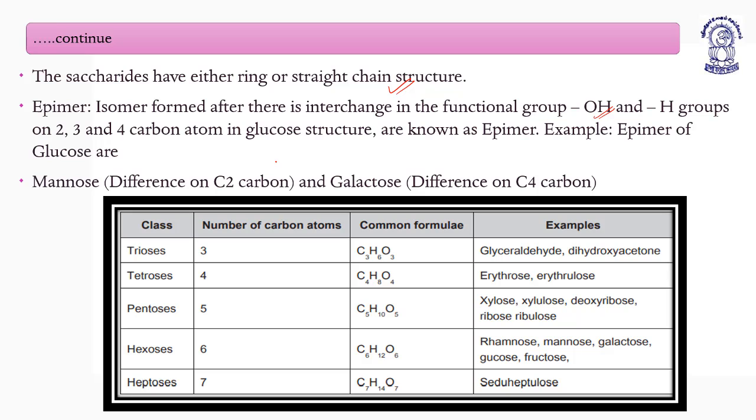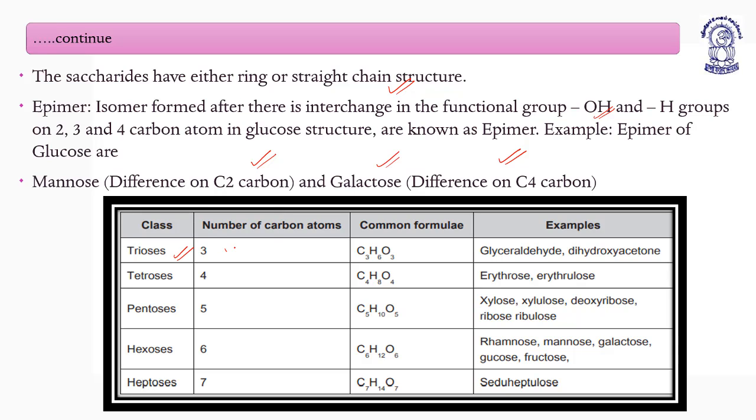Mannose is an epimer of glucose, when we are having 16 isomers in total of glucose. Mannose is the epimer of glucose, which has a difference at the second carbon. Galactose is also an epimer, which has the arrangement of OH and H done differently on the fourth carbon. So these are the examples of monosaccharides.